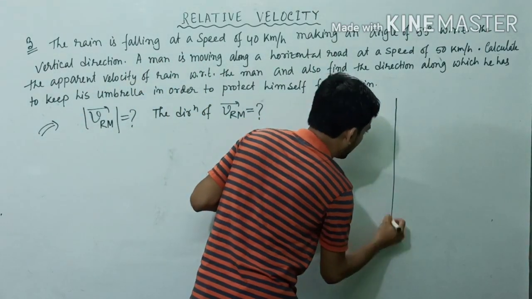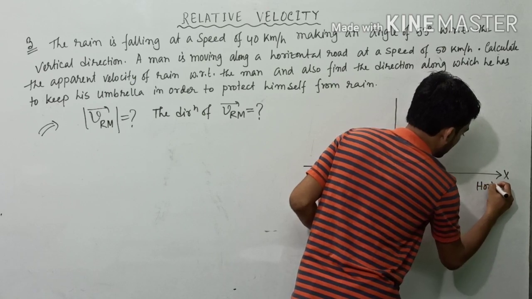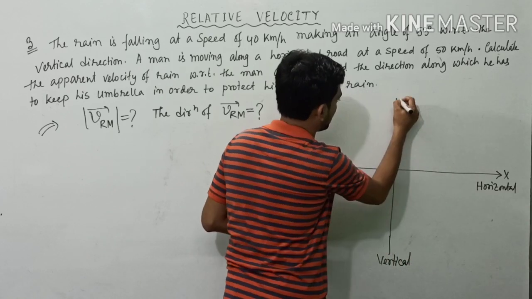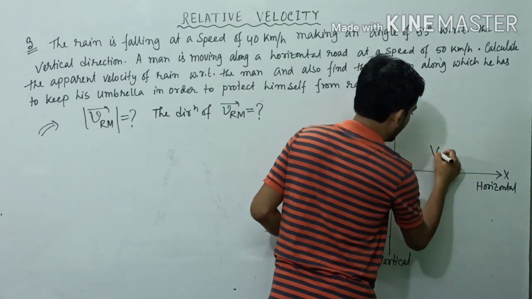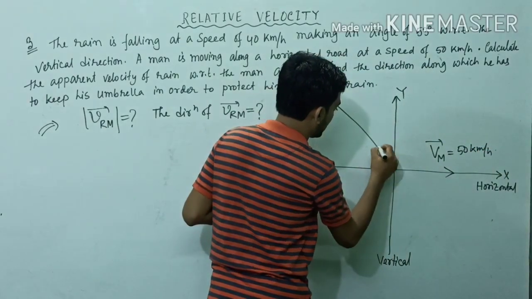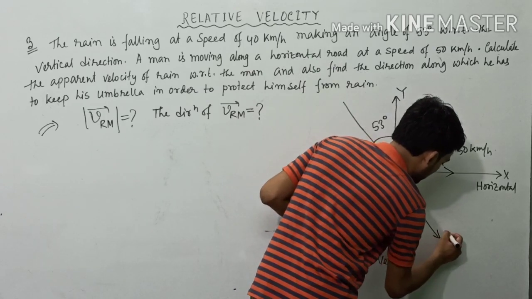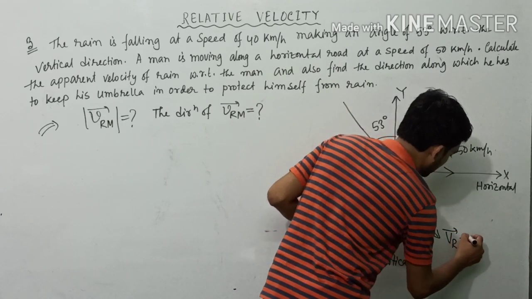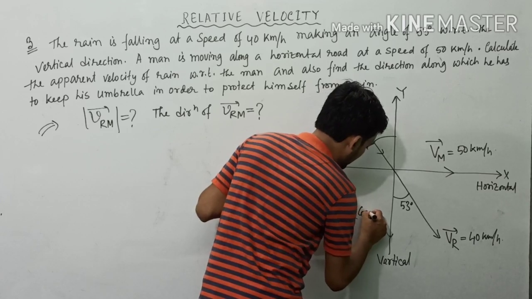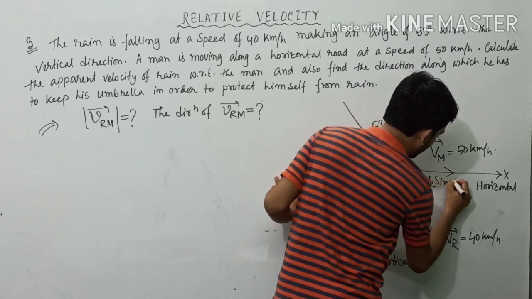Now we consider the vertical direction along y-axis and horizontal direction along x-axis. This is horizontal and this one is vertical direction. Now according to question, the man is moving at a speed of 50 km per hour along a horizontal road, and the rain is falling at an angle of 53 degree with respect to vertical. So this direction will represent the actual direction of motion of the rain, and this one is 40 km per hour. Now the component of actual velocity of rain along vertical direction will be Vr cos 53 degree, and that along horizontal direction will be Vr sin 53 degree.